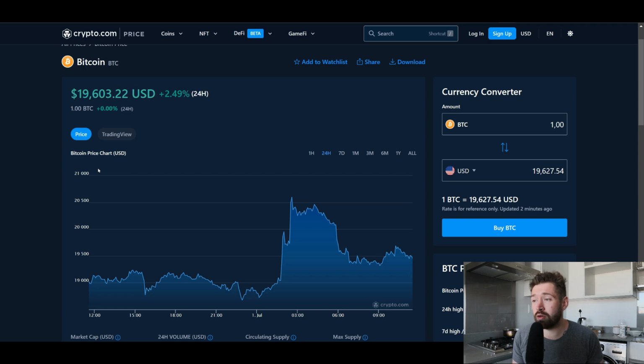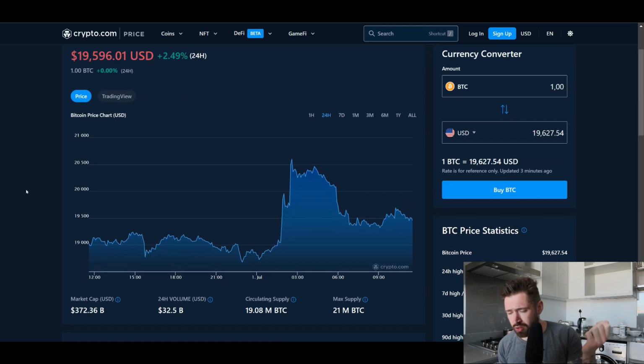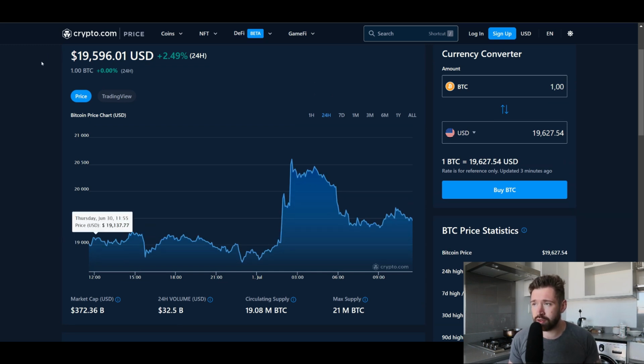We're here to talk about Bitcoin, currently sitting at 19.6K. We're up about 2.4% on the day. We're retesting that crucial level of 19.7, 19.8, so we're going to get into that. We're currently seeing a market cap of 372 billion, and the 24-hour volume is 32.5 billion. Let's hop into the charts.